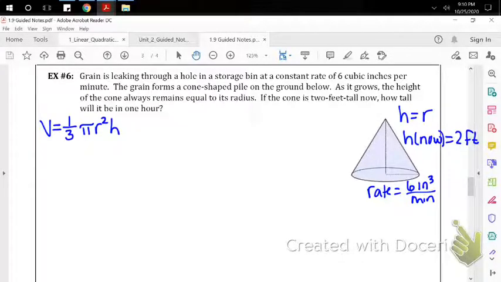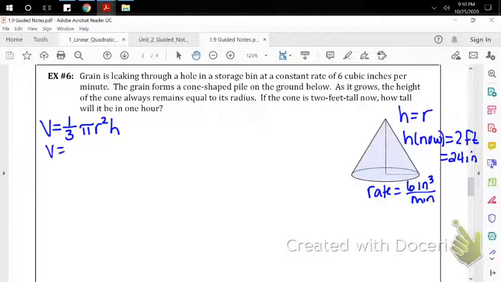Now, let's see. We know h is equal to r, so we could change either h to r, or r to h, whichever. We know the height now. Well, if I know the height now, I can find the volume right now. And that'll help me. Then I can add in that rate. Okay, so let's try that. Now I am going to need to convert. So 2 feet is 24 inches for my height. And remember, my height is equal to the radius.